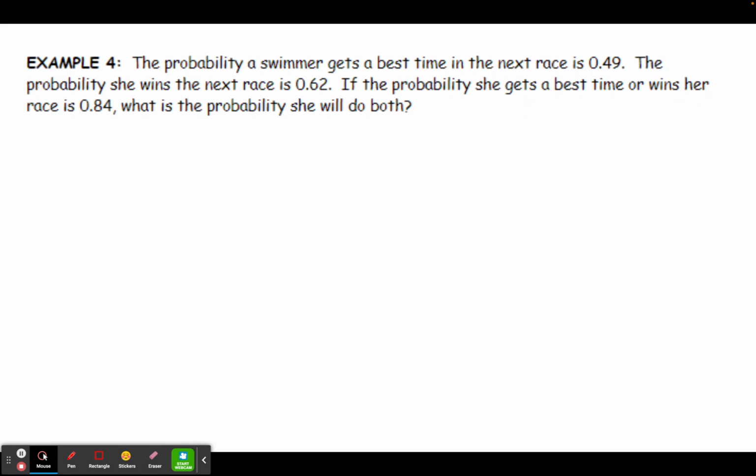In example number 4, on this one we don't have a Venn diagram to use, and actually this one is easier if you use the addition rule and not use a Venn diagram. Here it says the probability that a swimmer gets a best time in the next race is 0.49. The probability that she wins the next race is 0.62. If the probability she gets a best time or wins her race is 0.84, what's the probability she'll do both?